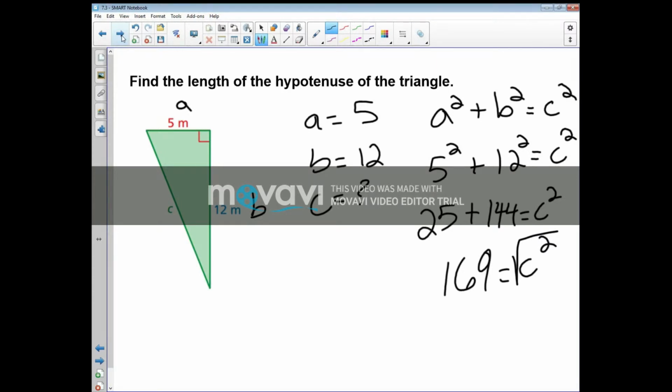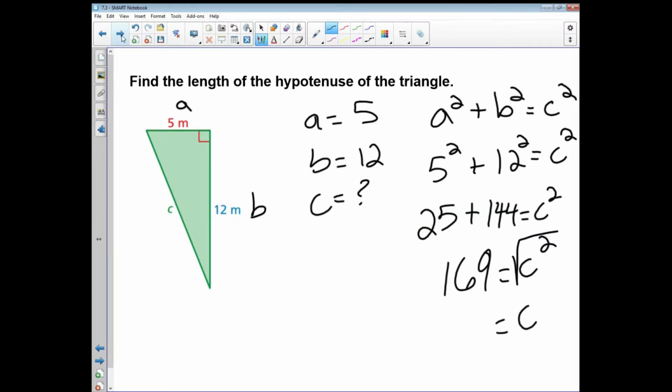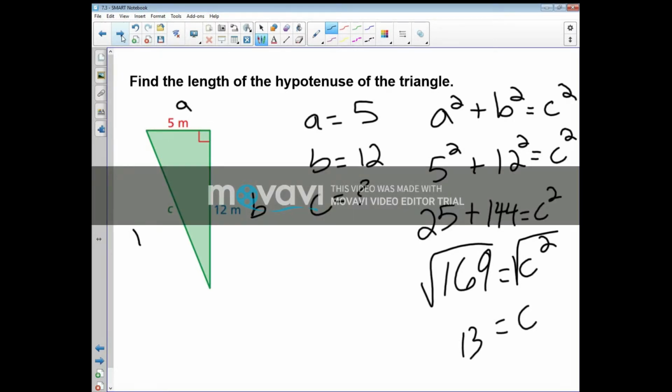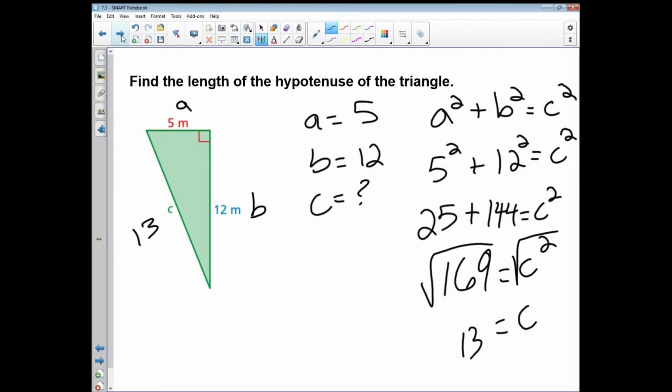And then you take the square root of the other side. So the square root of 169 is going to be 13. And you guys should know that from your perfect squares list. Okay? So again, all we're doing is taking the two sides that we know and finding the missing side by using the Pythagorean theorem, a squared plus b squared equals c squared.